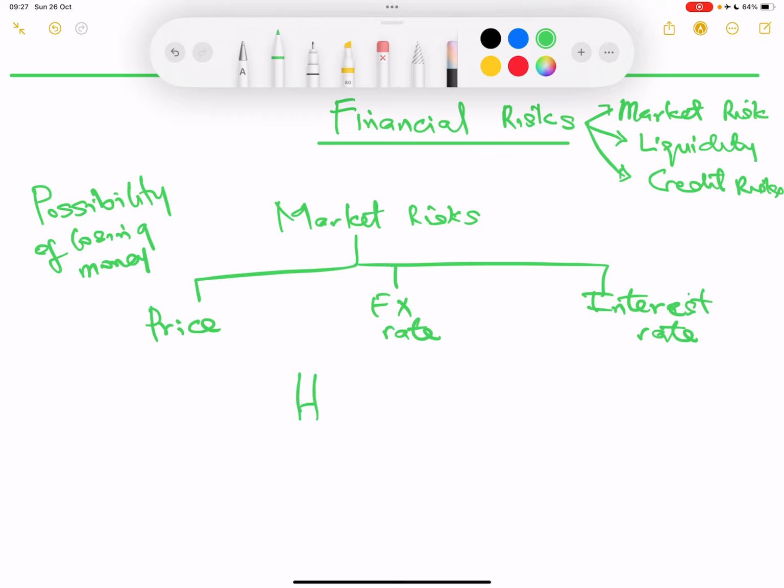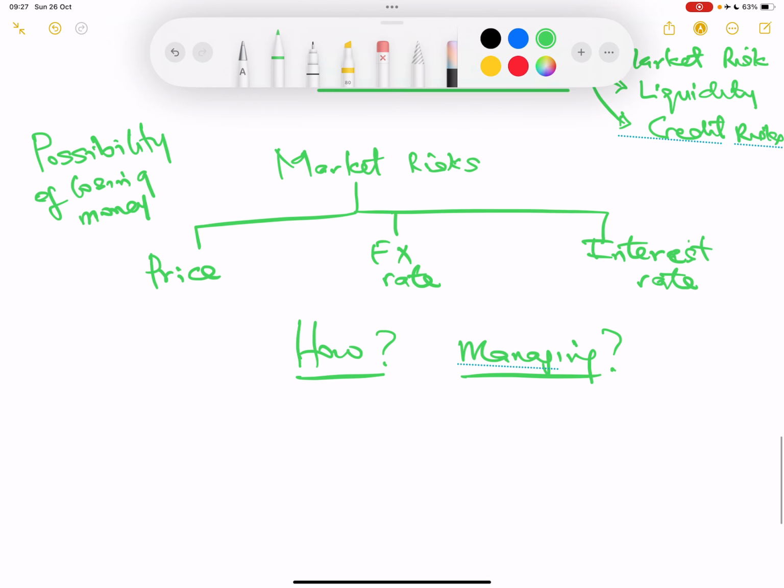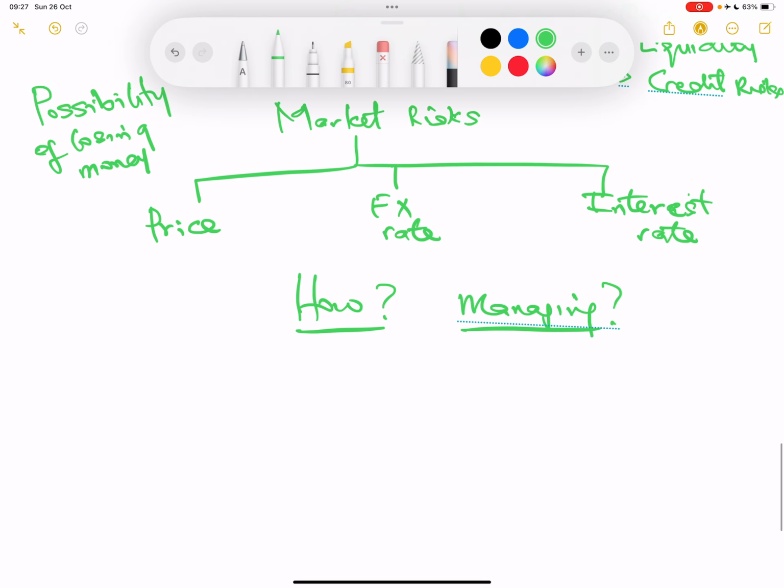And how do we manage it? How do we manage all these three guys? What do we need to do? Two methods I'm going to be talking about. The first one is the value at risk, which we call VAR. Please, for the football lovers, this is not video assistant referee. It's VAR as in value at risk.